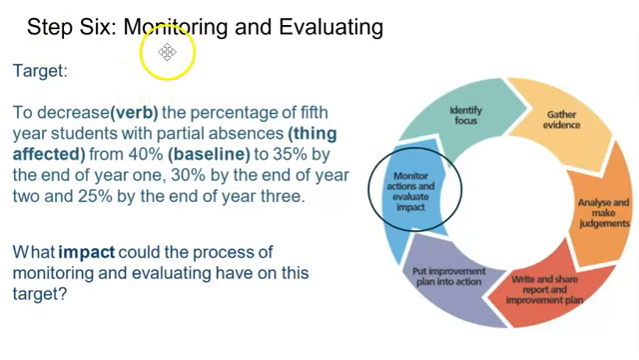Step 6, monitoring and evaluating. So step 6 of our 6-step process. So this is our example again of our attendance target. To decrease the percentage of 5th year students with partial absences from 40% to 35% by the end of year 1, 30% by the end of year 2, and 25% by the end of year 3. What impact could the process of monitoring and evaluating have on this target?